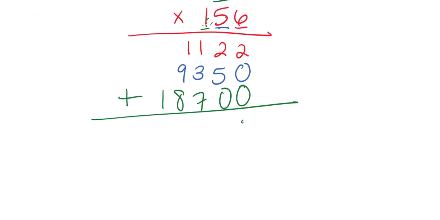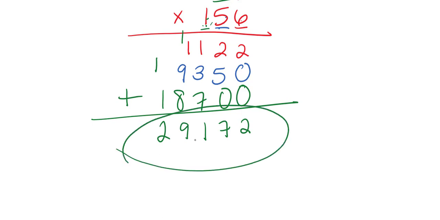So we have 2. 2 plus 5 is 7. 1 plus 3 plus 7 is 11. So we have a 1. Carry the other 1. 1 plus 1 plus 9 is 11. Plus 8 is 19. Put the 9 below. Carry the 1. 1 plus 1 is 2. And so what's our solution? It's 29,172.